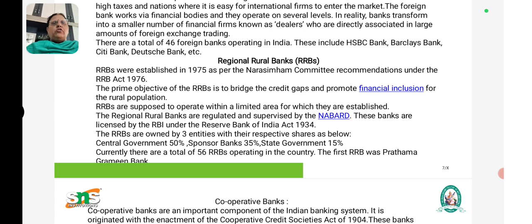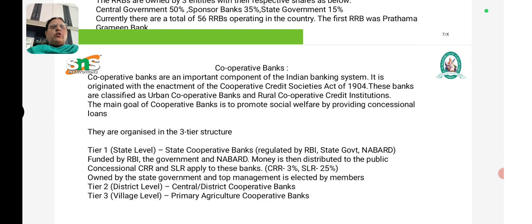RRBs are owned by three entities with their respective shares as below: central government 50%, sponsoring bank 35%, state government 15%. Currently, there are a total of 56 RRBs operating in India. The first RRB is Pratham Gramin Bank.